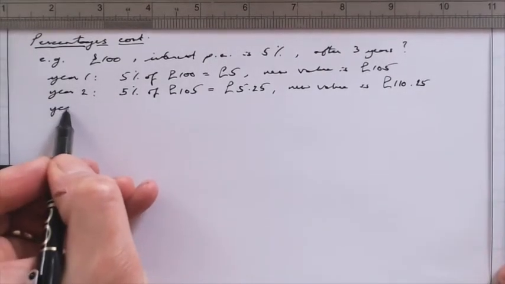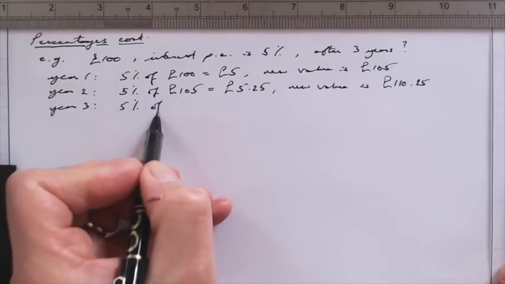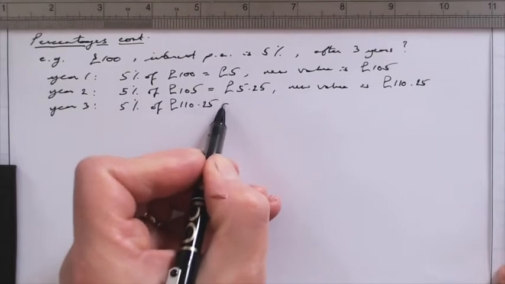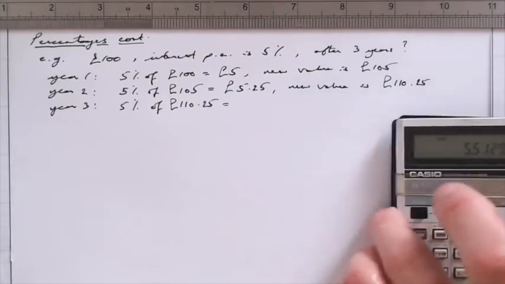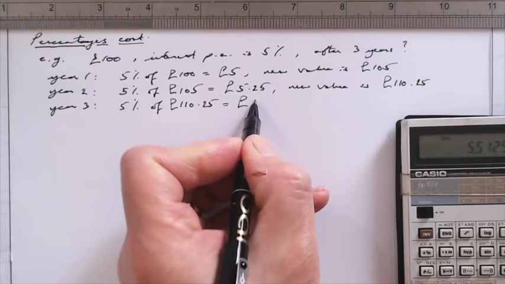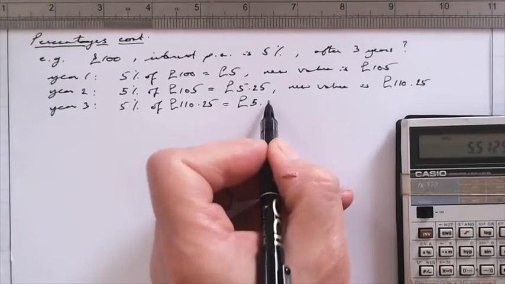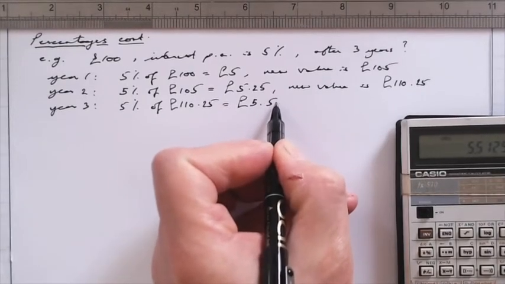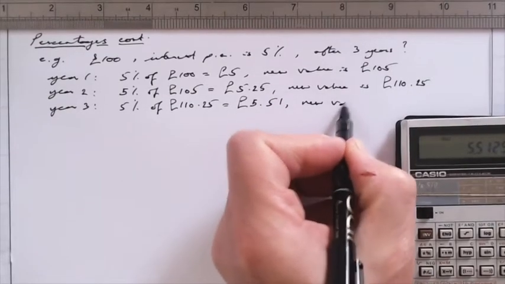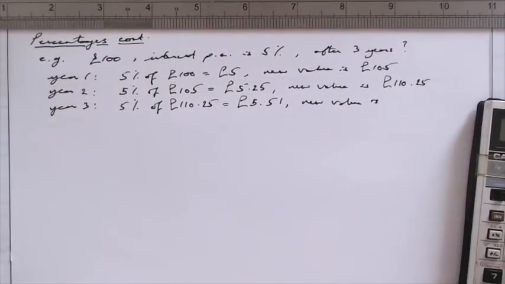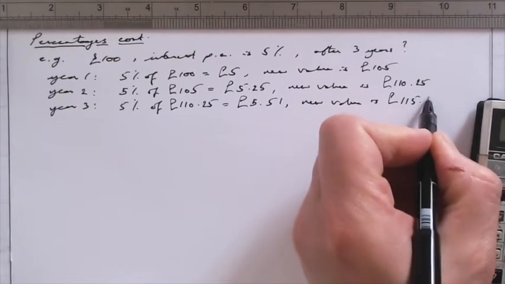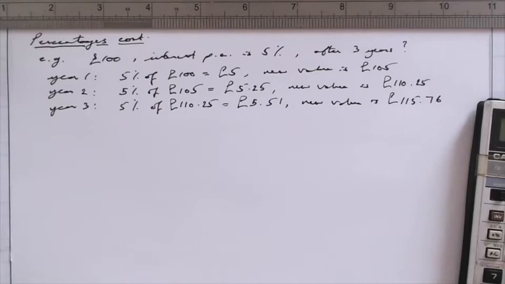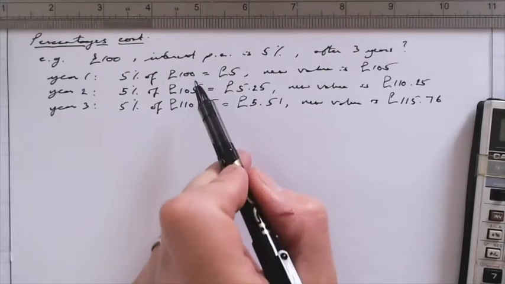And then in year 3, we have to work out 5% of that. So again, in full glory here, 0.05 times 110.25 is 5.51. It's quite modest, isn't it, the increase? So I'll just round up there. And so the new value after the 3rd year is this plus 110.25, which is £115.76.